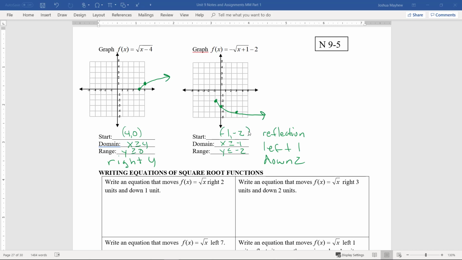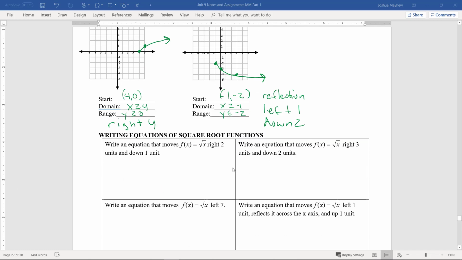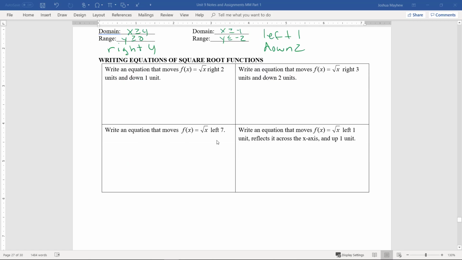Okay, so check your starting point, domain and range. Notice how your domain and range matches the starting point. There was a reflection, there was a shift left 1, and there was a shift down 2. So hopefully you were successful with those two, and if you weren't, then hopefully you can see what you did wrong. Okay, all right, well, let's write some equations given the description.